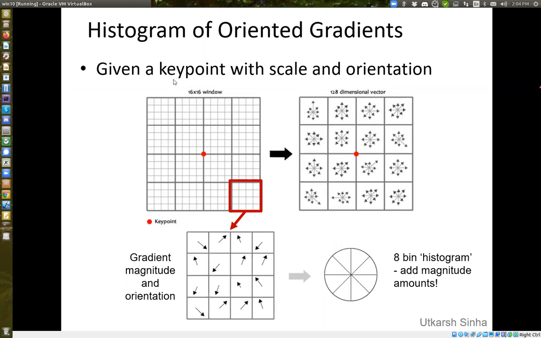Basically, let's say here is the key point, and I want to figure out the descriptor for this key point. What I can do is take the neighborhood with a window of 16 by 16 pixels. For each of these 4 by 4 blocks, I can compute the local gradient for each pixel. The gradient is a vector, so it has a direction. Here I don't care about the magnitude of the gradient, I just care about the direction. Therefore it's called oriented gradient.